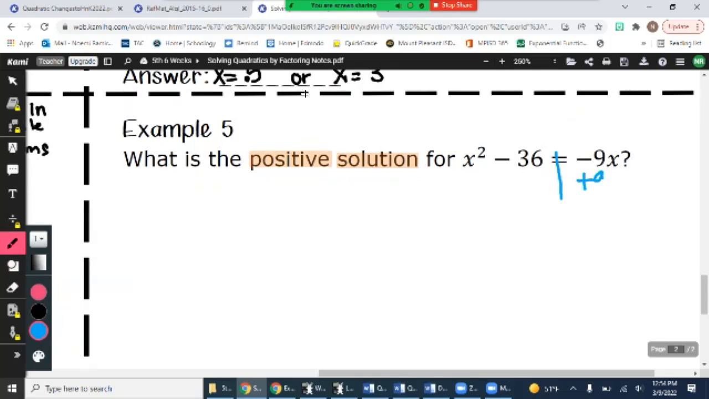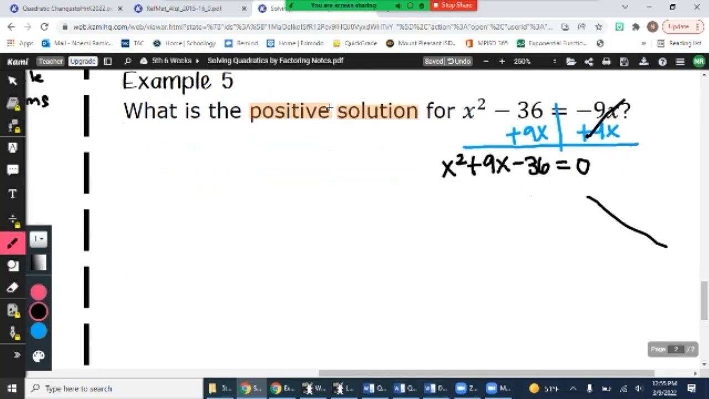Move the 9x, plus 9x, plus 9x. Changes to x squared plus 9x minus 36 equals 0. Now I'm ready for the diamond. Negative 36 on top, 9 on the bottom. What are my factors? 12, negative 3. Put it into the binomial. So you get x plus 12, x minus 3.